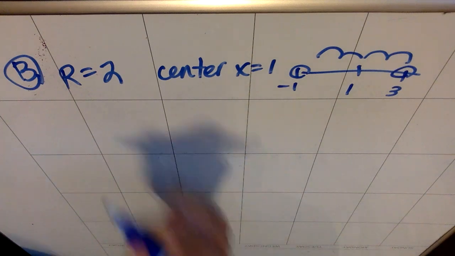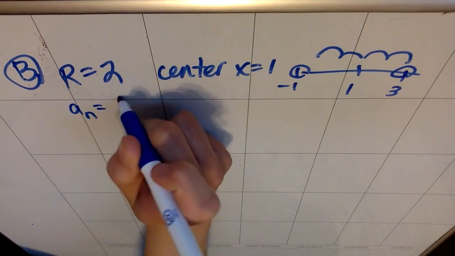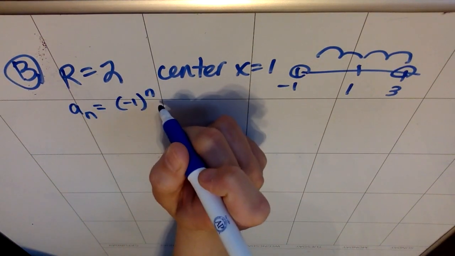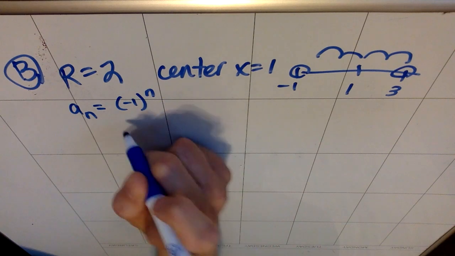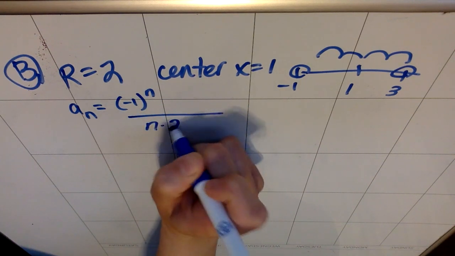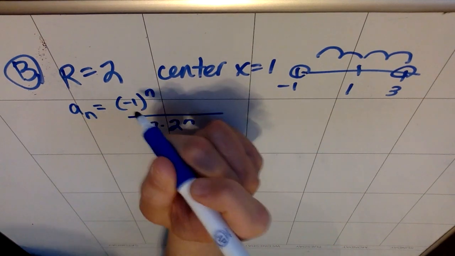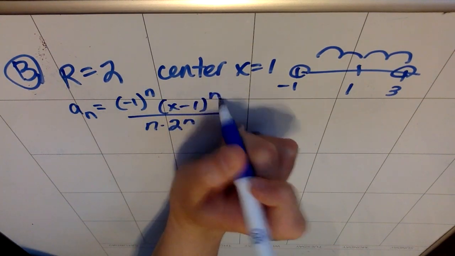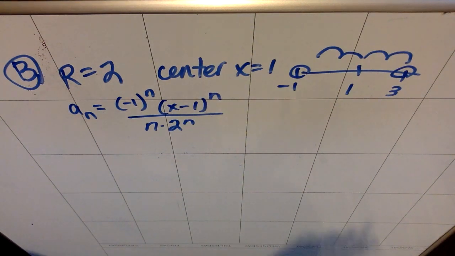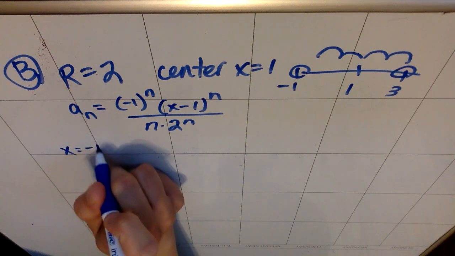So what you have to do is take this nth term, which we know is negative 1 to the n, on the bottom there's an n times a 2 to the n, and the top has just the x minus 1 to the n. Okay. So I'm going to try the two different x values and see if I get a convergent or divergent series at the endpoints. So I'm going to test x is -1.